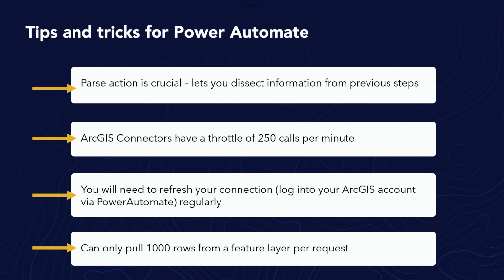At the top there is the aforementioned parse action. It lets us dissect information from previous steps in the flow. It does this by messing with JSONs, which I know for every GIS person in the room is going to set off alarm bells. Do not worry, no applications are harmed in the process. This is simply working with the output of previous steps in Power Automate. We can pull information like an attachment or like someone's name from an email and use it as dynamic content for future steps.